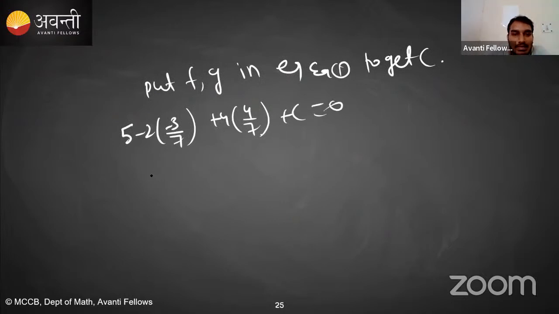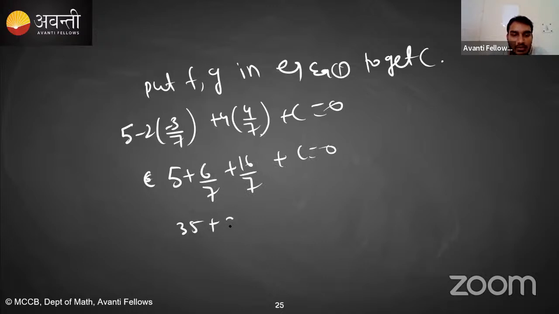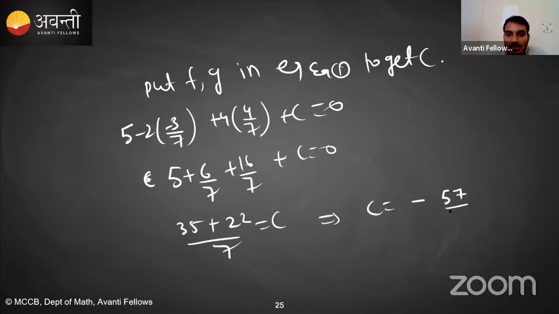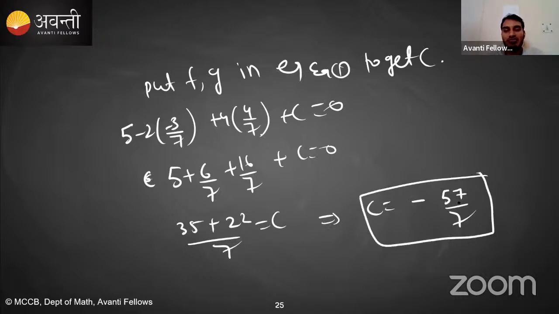So यहाँ से c कितना आ गया? 5 plus 6/7 plus 16 by 7 plus c is equal to 0. 35 plus LCM ले लिया, then 22 by 7 is equal to c. It implies c is nothing but minus 57 by 7. So ABC आ गया. F, G and C get circle, right?